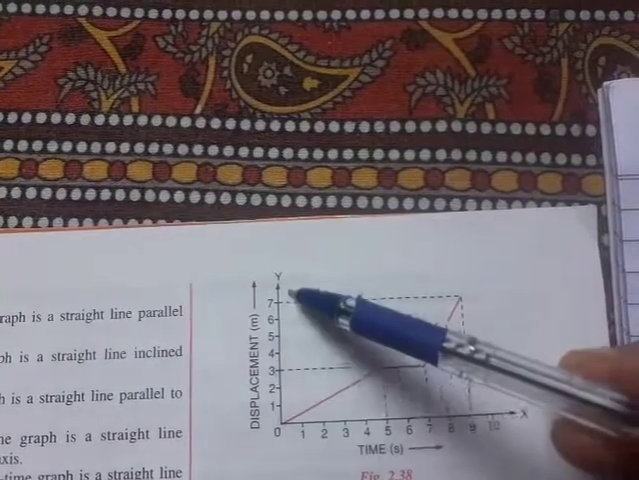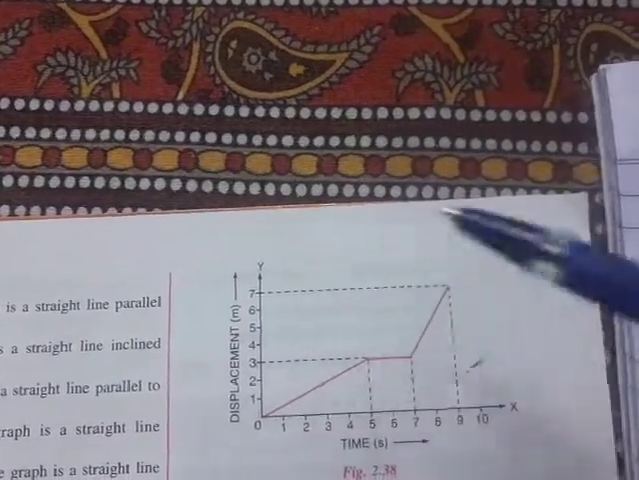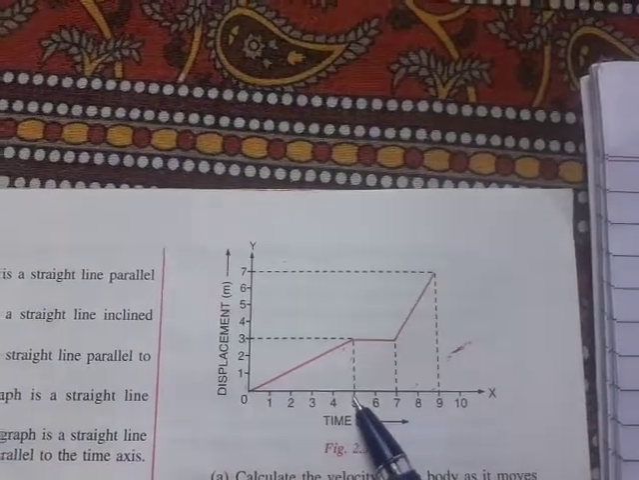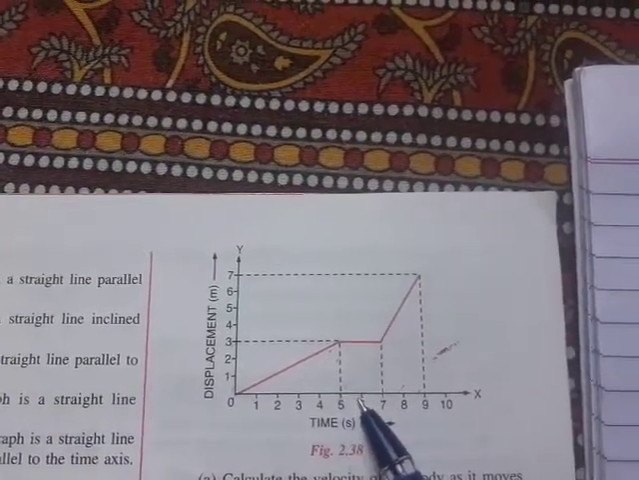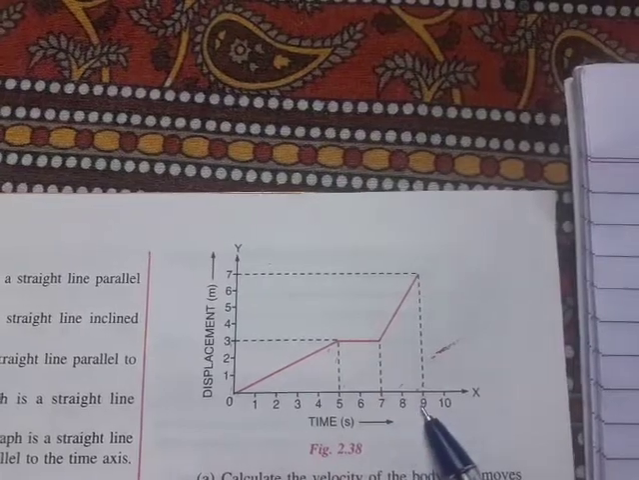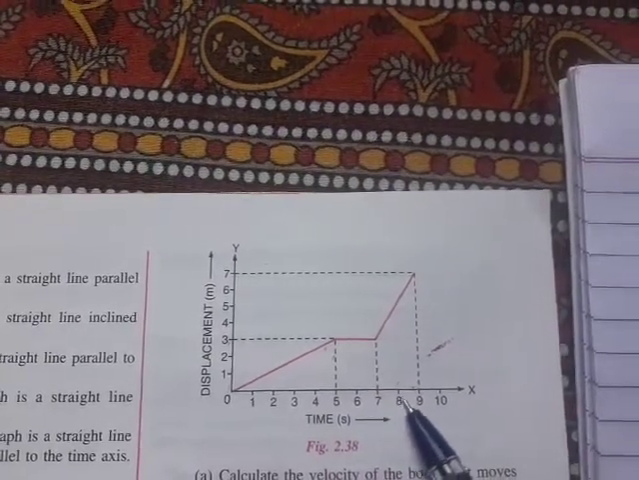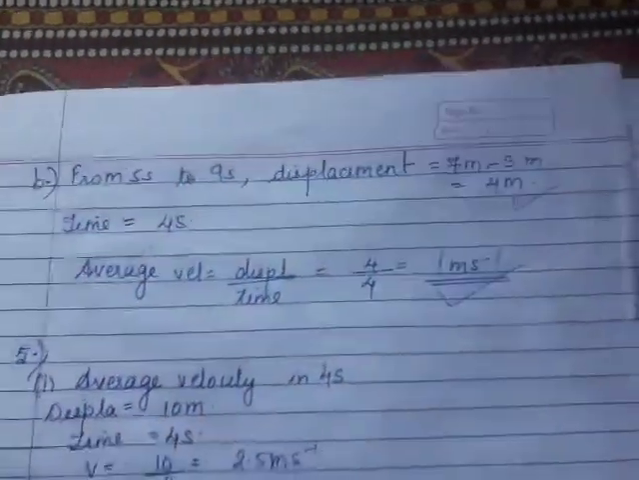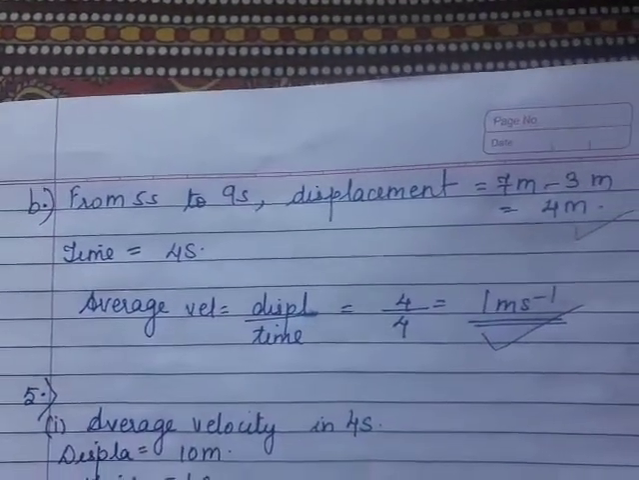7 minus 3, which gives you 4. So 4 meters here. And how much is the timing? Timing is 4 seconds. How 4 seconds? You have to calculate from 5 to 9. So 1, 2, 3, 4. So how much is it? 4 upon 4. Average velocity is 1 meter per second.